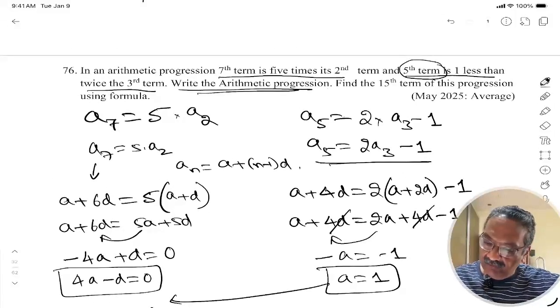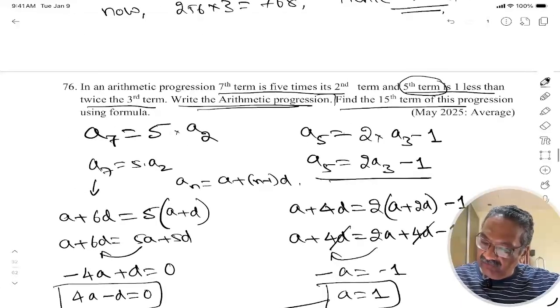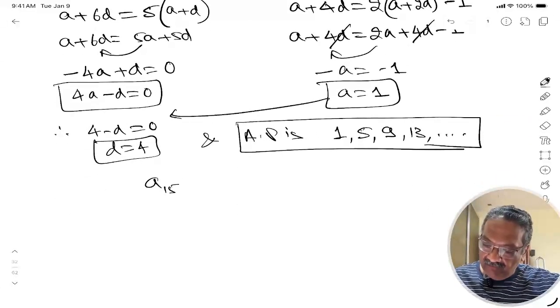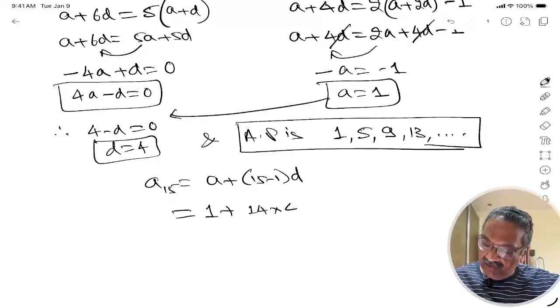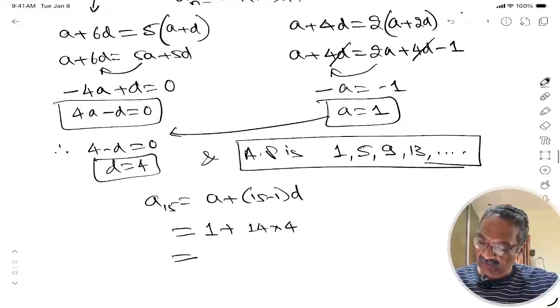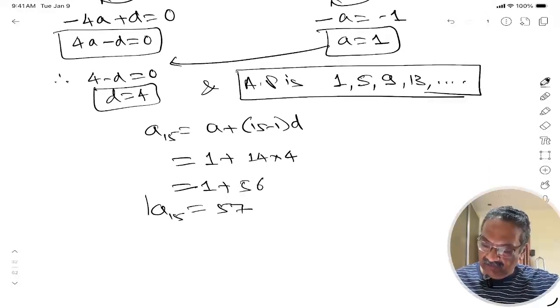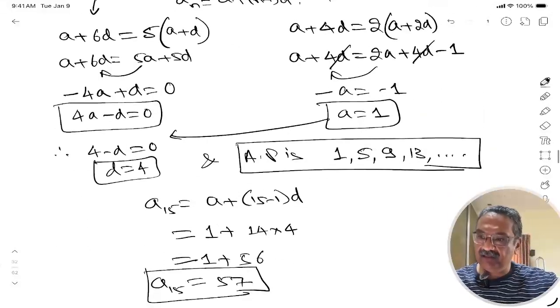So this is the AP. Second portion, what they have asked: find the 15th term of this AP. So A15 is equal to a plus (15 minus 1) into d, is equal to a is 1, plus 14 into d is 4. What is 14 4s? 56. 1 plus 56 is equal to 57. So the 15th term we got as 57. So that marks the end of the 76th question.